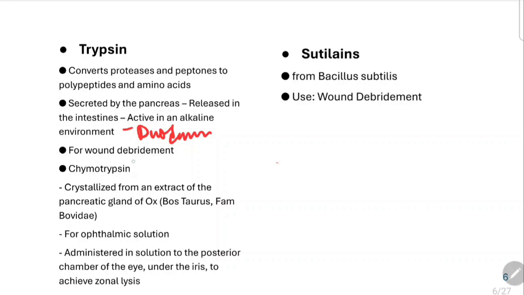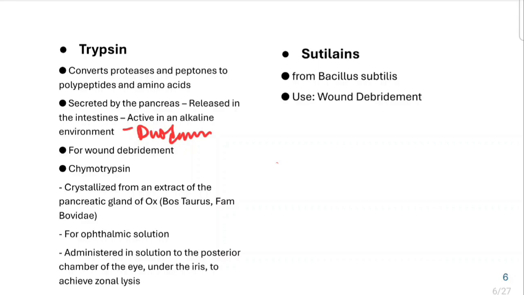So usually ginagamit ito in order to remove cataract or prevent formation of cataract, kasi your cataract is usually formed by protein, and your chymotrypsin, okay, helps in the degradation of your protein. Okay, synthetic form ito. Meaning, synthetic galing sa ibang source, not in the body.